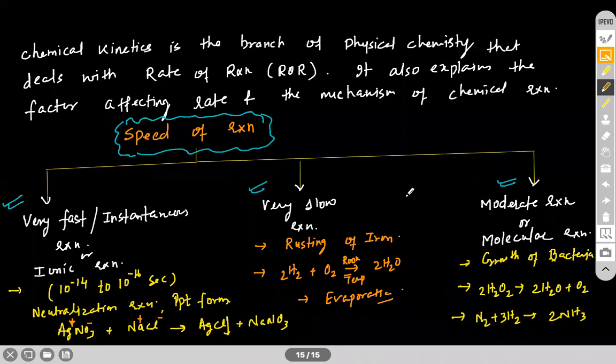That's why in this chapter, mainly we are going to deal with moderate reactions. So moderate reactions are the important reactions for this chapter. Mostly we are going to deal with those reactions which proceed with a moderate speed, that is, not very fast and not very slow. Is it clear? Any doubt till here? Yes, guys, please respond.